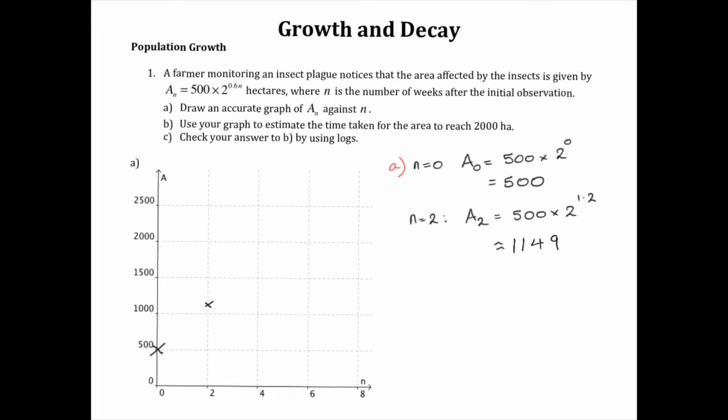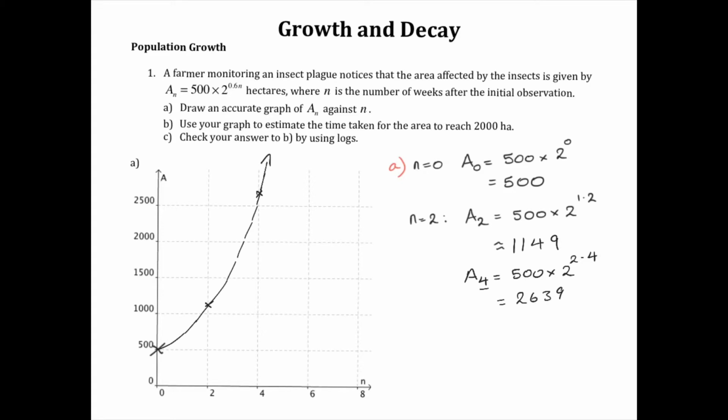And let's just keep putting in when n is 4. I don't really need to write n is 4, I can just write A(4) because that actually tells me what n is. So we get 500 times 2 to the 0.6 times 4, which is 2.4, which equals 2,639. So I'm jumping up quite a bit. Since I'm already up here, I don't think I need to put in any more n values. So that's the graph there.